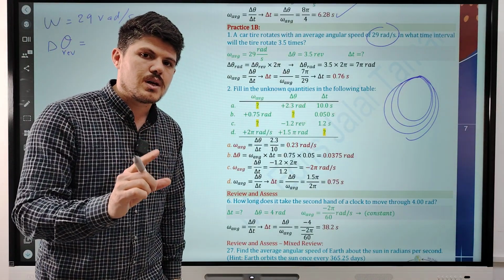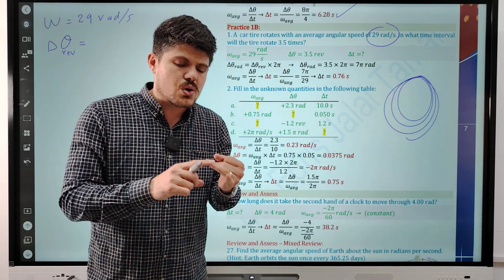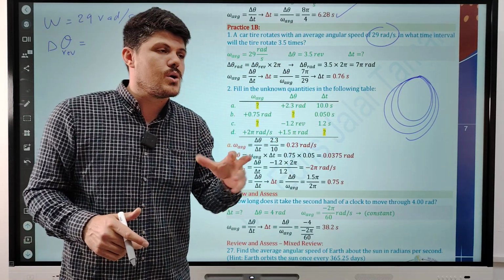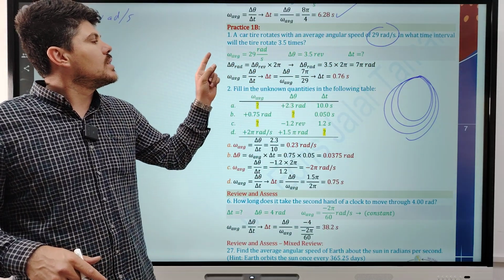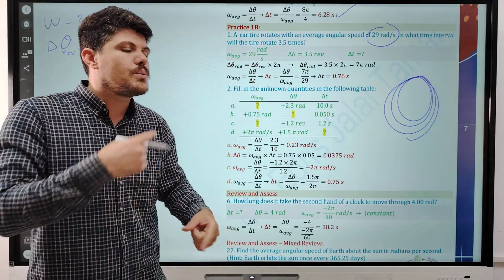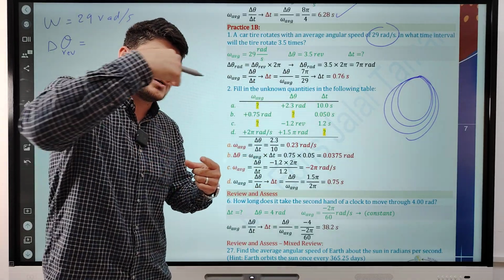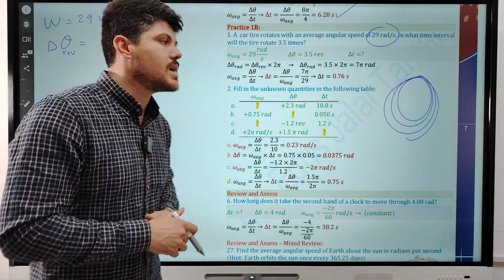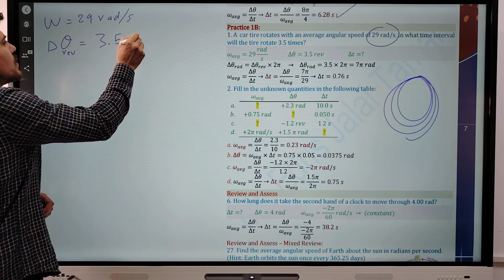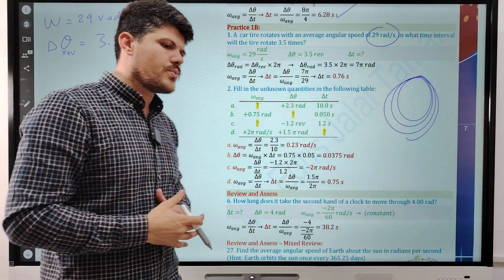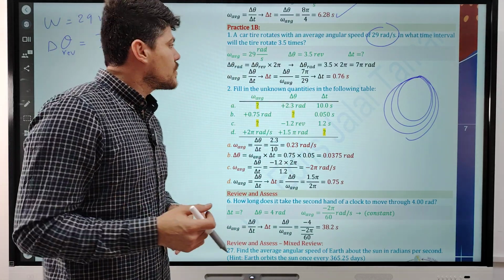Please pay attention. How was the angular displacement given in this question? In what? In degrees, rad, or rev? In rev. How did you know? Because it was mentioned in the question: the tire rotates 3.5 times. It means revolutions. How many revolutions do we have? 3.5 revolutions.